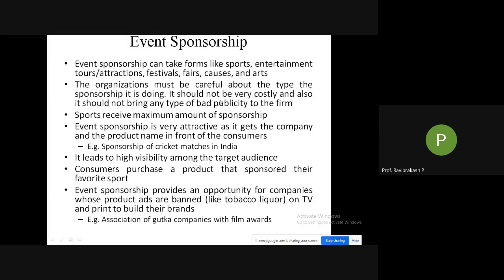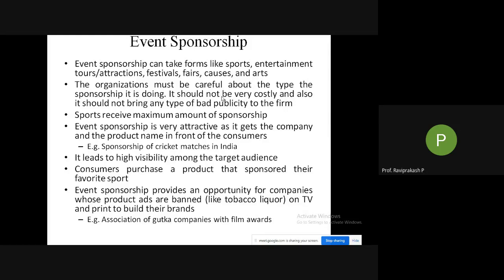Then event sponsorship. What is event sponsorship? Event sponsorship can take forms like sports, entertainment, tours, attractions, festivals, fairs, causes, and arts. It could be anything, so you can sponsor any of these. In sports you might have seen, I told you about Vivo IPL. In entertainment, Mirchi Awards. So what is this? Awards given for music or something.